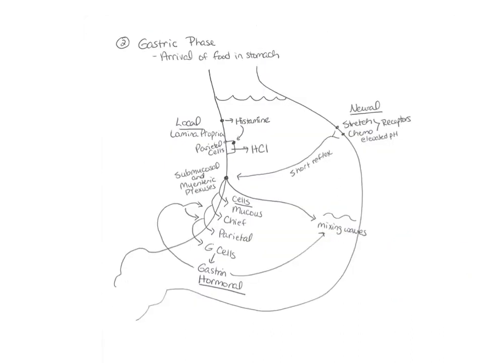The second phase is the gastric phase. This begins with the arrival of food in the stomach, right? So we get food and the stomach fills up, and this phase will continue about 3 to 4 hours while all the acids and enzymes are working in the stomach. It's initiated by the distension of the stomach. So the food is pressing against the walls of the stomach, causing distension. It is also initiated by an increase in pH.